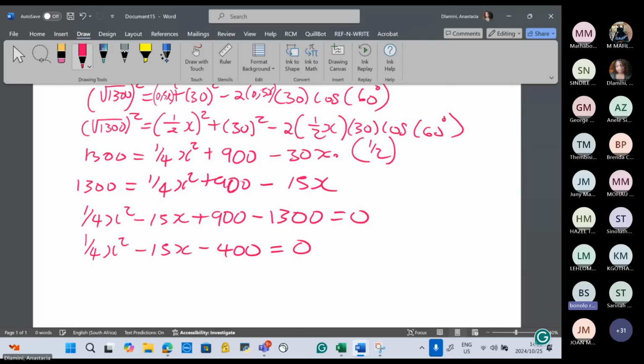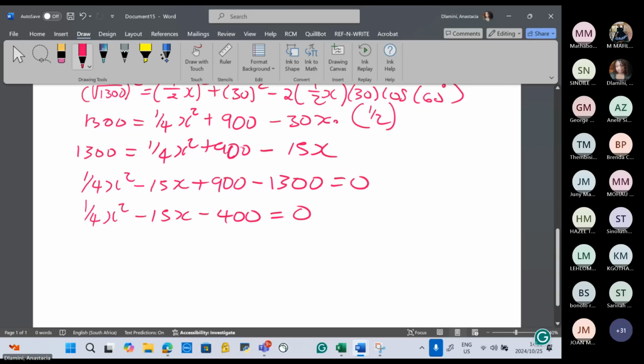Okay, then you factorize? Multiply by 4, well done, to remove the fraction. So x squared minus 60x, multiply by 4, it will be what? Minus 1,600. Yes.